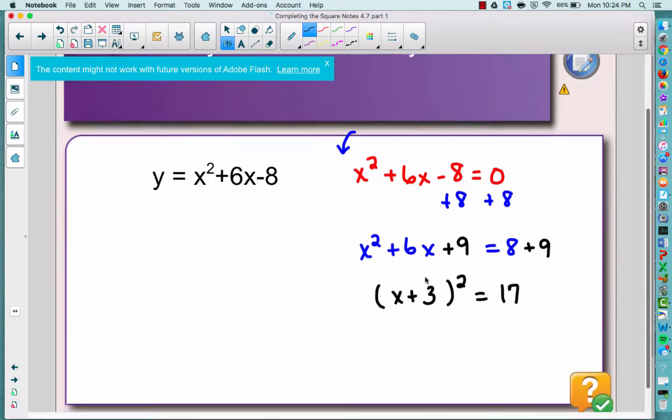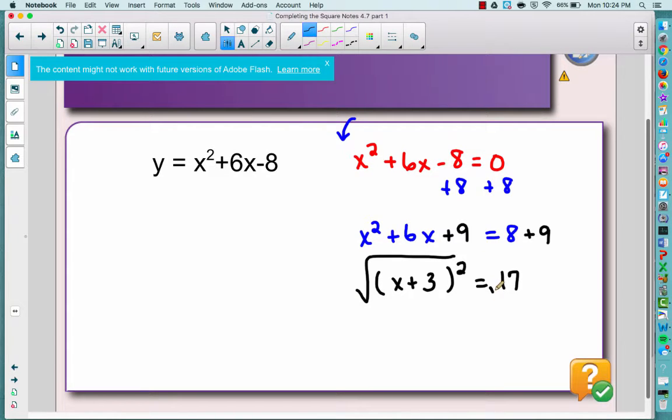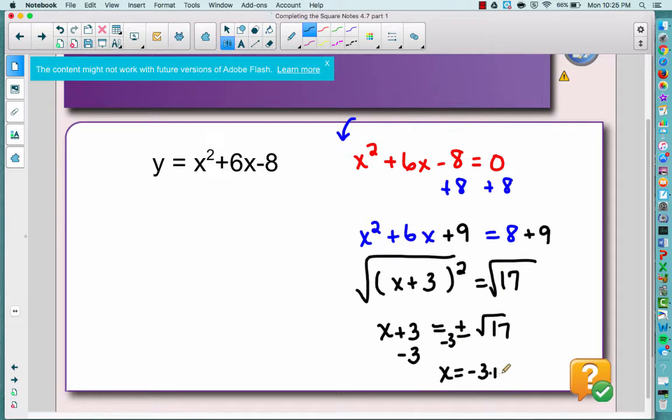All right, now I take the square root of both sides, and I get x plus 3 equals plus or minus root 17. Then I subtract 3 and I put it in front. So I'm going to get x equals negative 3 plus root 17 and negative 3 minus root 17.